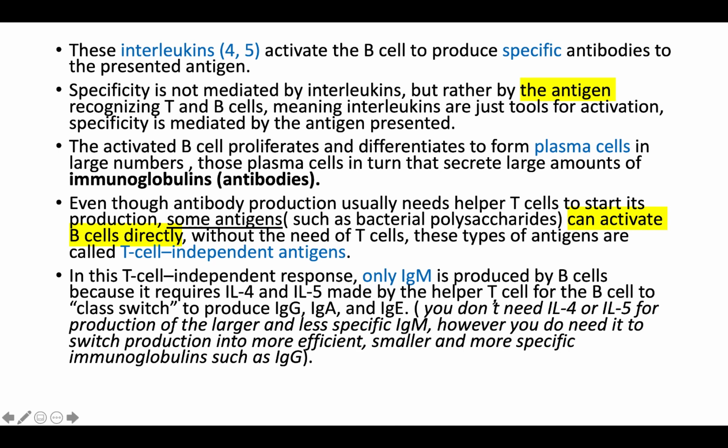So IgM is the first antibody that you start making, the least specific, meaning the broadest of the antibodies, and it is the first that you start making, and then you switch to IgG, IgA, IgE, and then become more specific and more efficient.